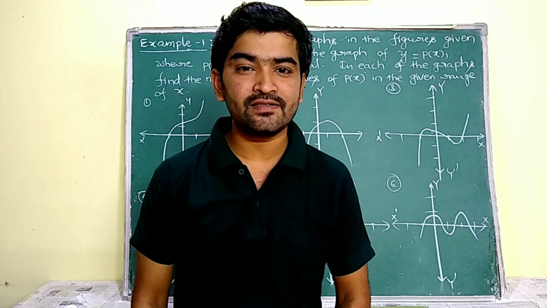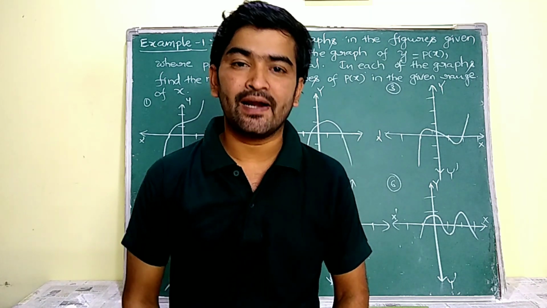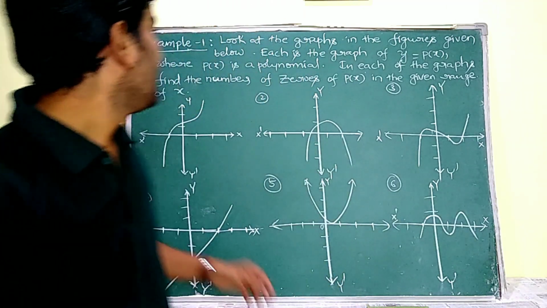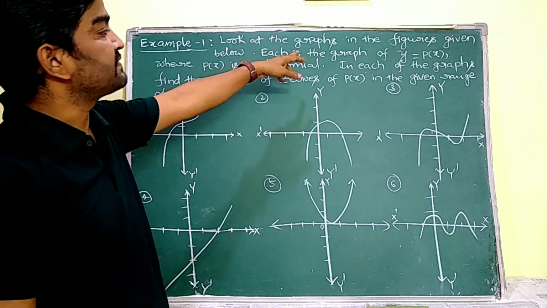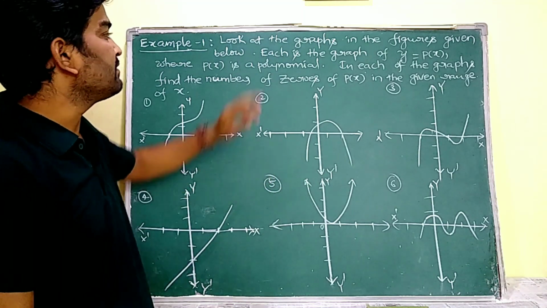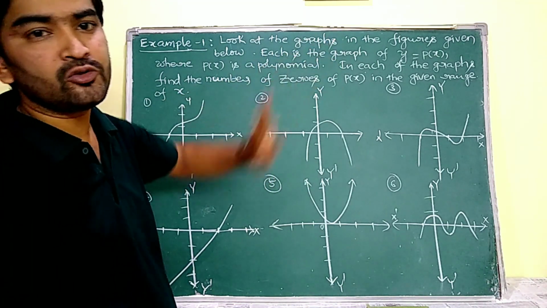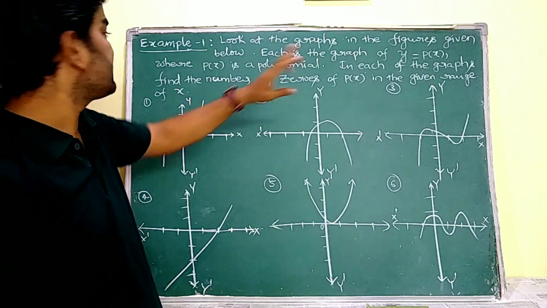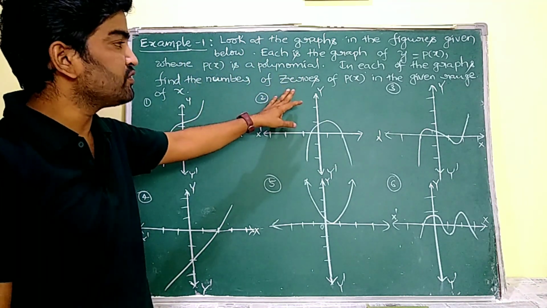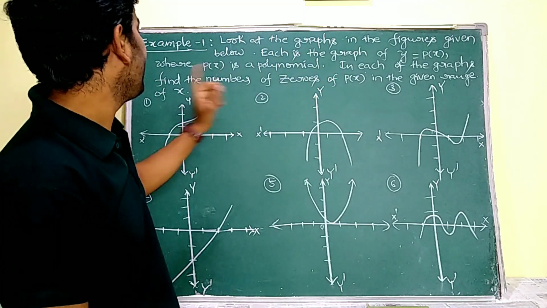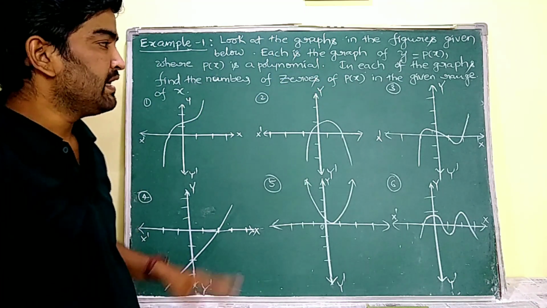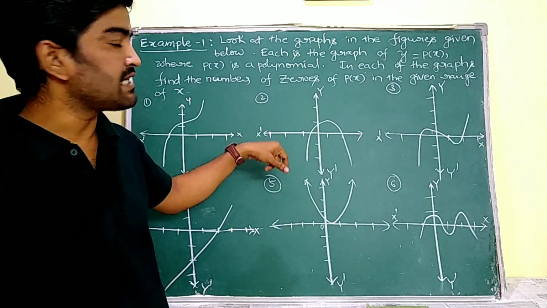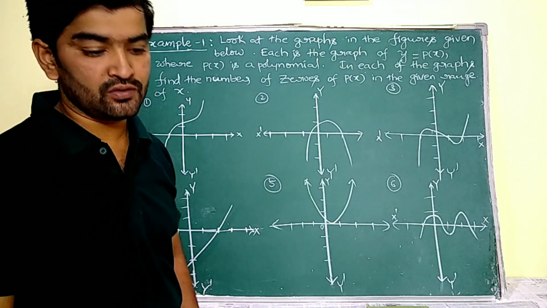Now we are going to discuss 3.2 and its examples. Okay, now see in the first example, look at the graphs in the figures given below. Each is the graph of y is equal to p of x, where p of x is a polynomial. In each of the graphs, find the number of zeros of p of x in the given range of x. Here he gave the graphs of p of x, and now he is asking us to find out the number of zeros.